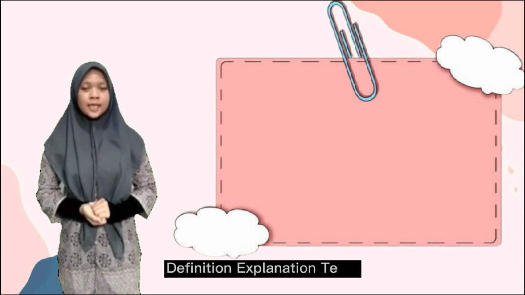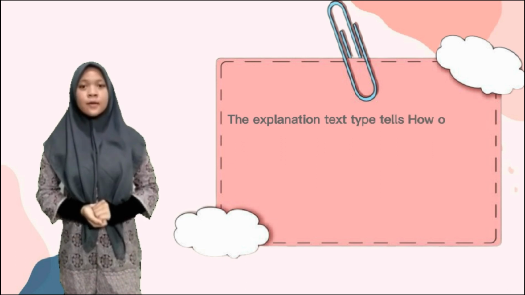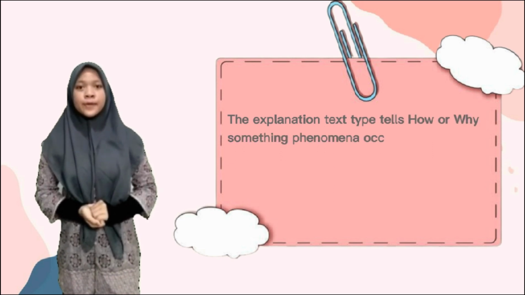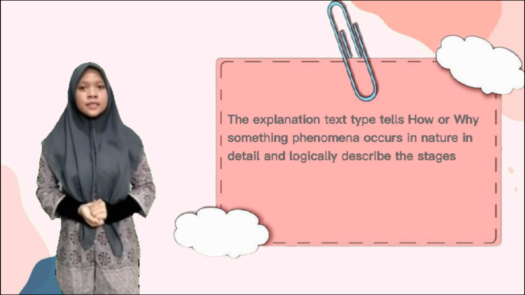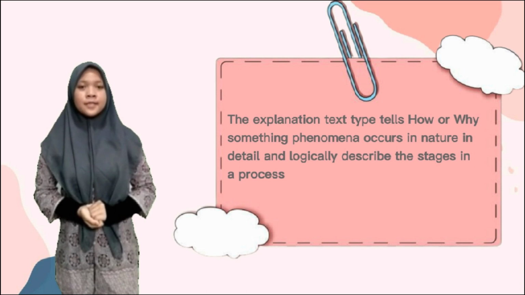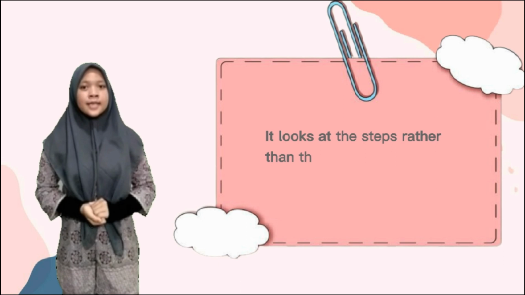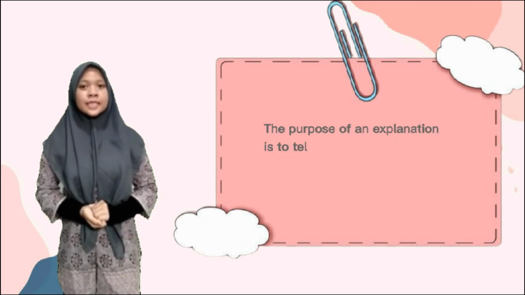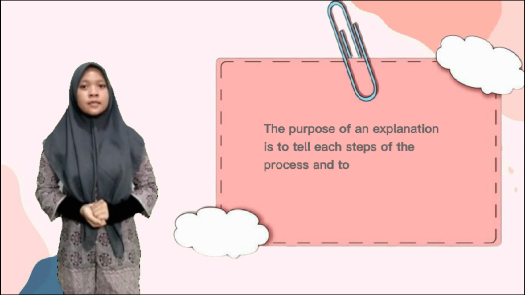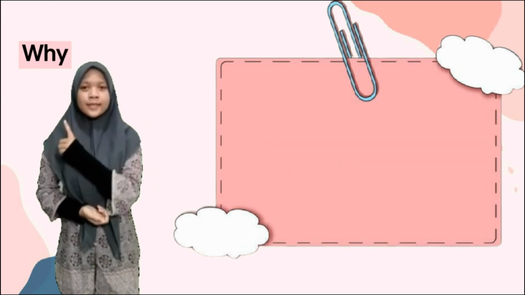Definition of explanation text. The explanation text type tells how or why some phenomena occur in nature in detail and logically describes the steps in a process. It looks at the steps rather than the things. The purpose of an explanation is to tell each step of the process, the how, and to give the reason why.